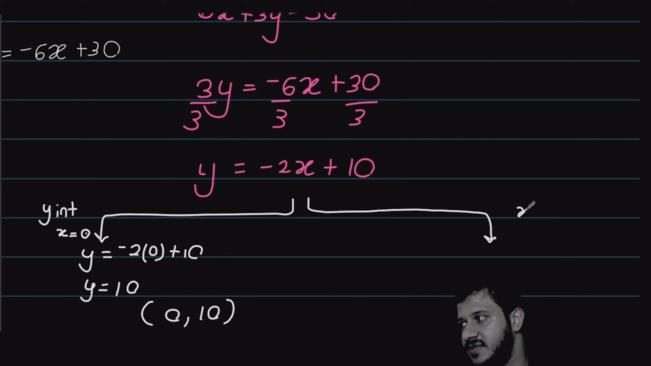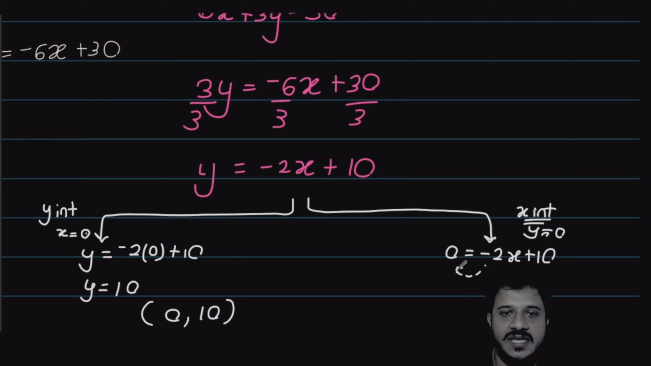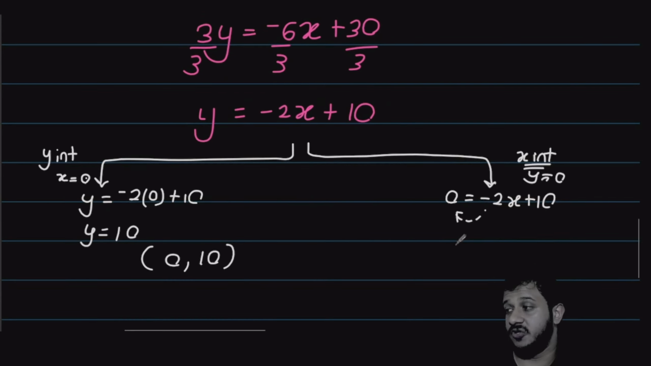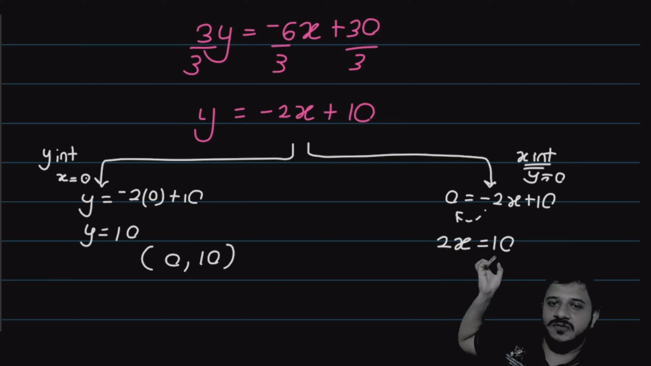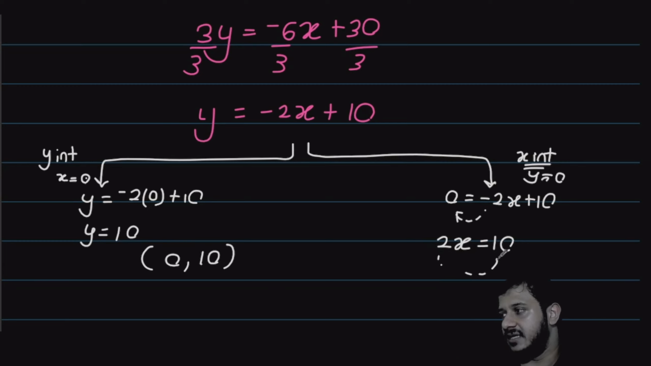And the x-intercept happens when y equals 0. That means 0 is equal to negative 2x plus 10. This negative 2 will come to the other side as a positive 2. Positive 2x is equal to 10. 2x means 2 times x. This times by 2 will go to the other side as a divide by 2. X equals 5.